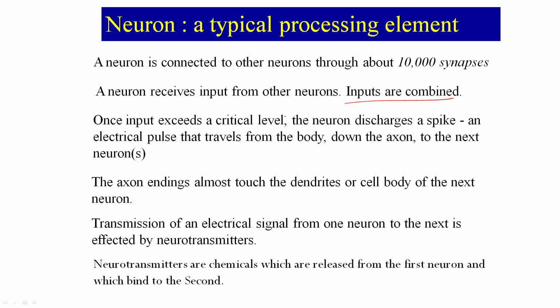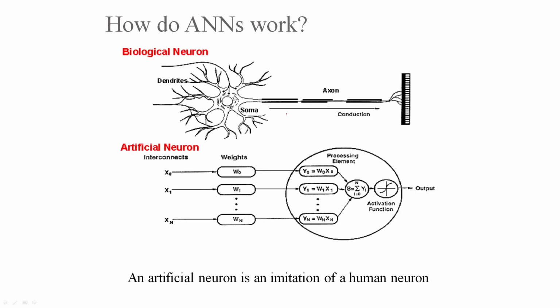Inputs are combined and they are processed in parallel. Once the input exceeds a critical level, the neuron discharges a spike, which is nothing but an electrical pulse, and it goes down the axon to the next neurons. That is the transfer of data from one neuron to another. Axon endings almost touch the dendrites or cell body of the next neuron, and this is done by synapses. That is what actually happens in a typical processing element.